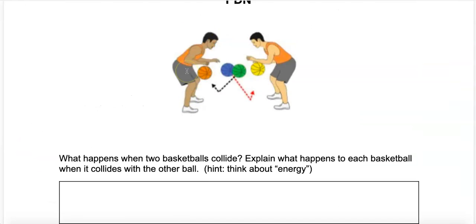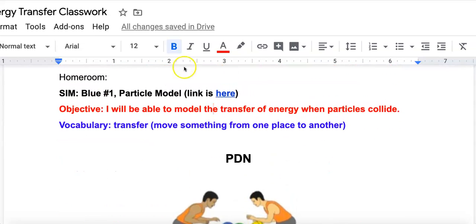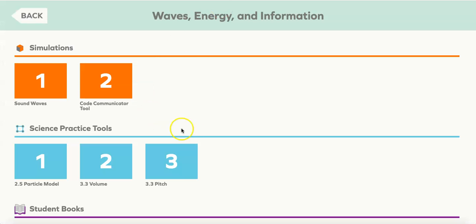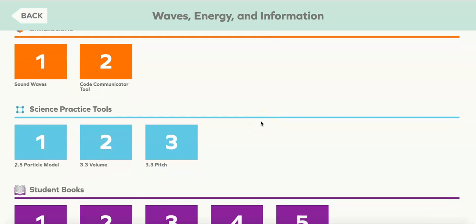So in your classwork, again, your link for the simulation is up here. You will simply click that link, and once you click that link, it should bring you to this page. If you do not get to this page and you get to the Amplify homepage and they're asking you for login information, please remember to go to your assignment. Attached will be the Amplify login information sheet. You can log in with that information.